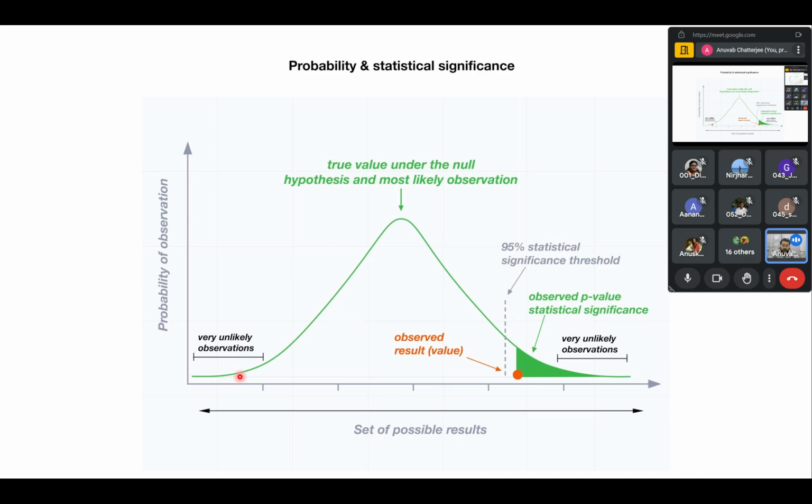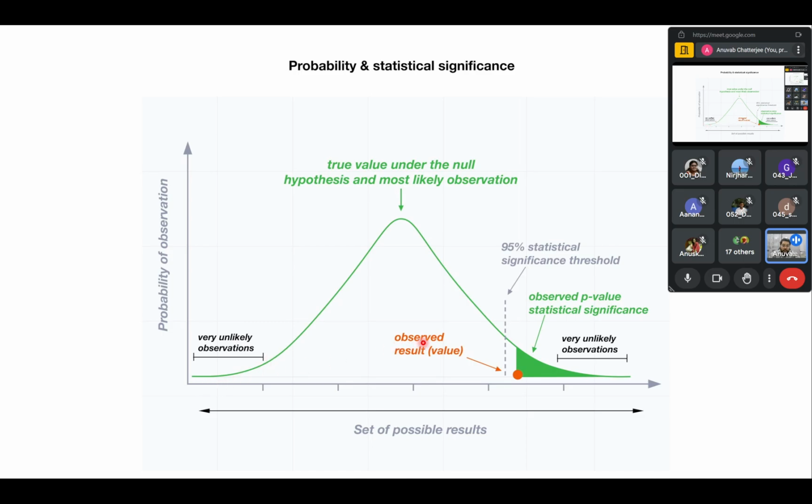So how it happens is that in the x-axis you plot a set of possible results. In the y-axis you plot the probability of observation. Essentially, you can imagine it being the marks that we get in a class test on the x-axis, and the number of people who have gotten those marks. So if you imagine it like that, obviously most of the people would be right here in the middle. The middle would have a higher frequency, so it is like a hill here.